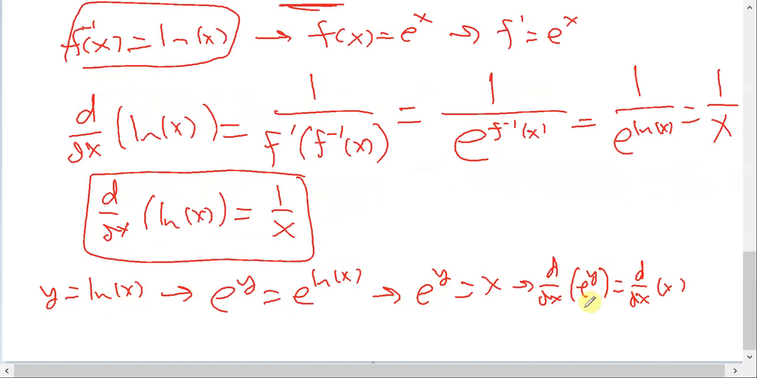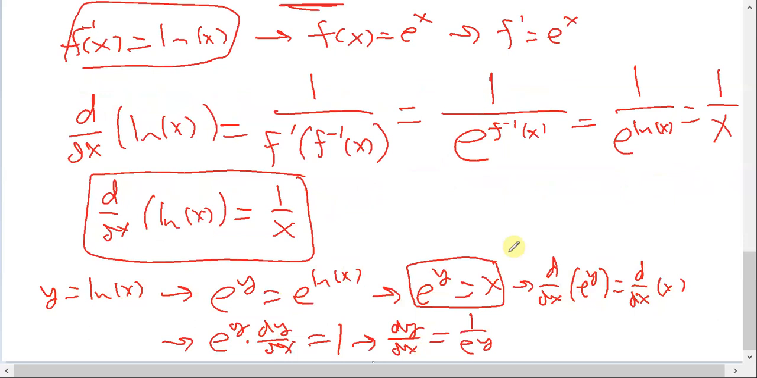On this side, I'm trying to take the derivative of a function of y with respect to x. These variables don't match up, so I take the derivative first with respect to y. Well, the derivative of e to the y with respect to y is e to the y, then you tack on dy dx. And then the derivative of x is 1, so I get dy dx is 1 over e to the y. But right above here, I can see that e to the y is x, so that tells me that dy dx is 1 over x.